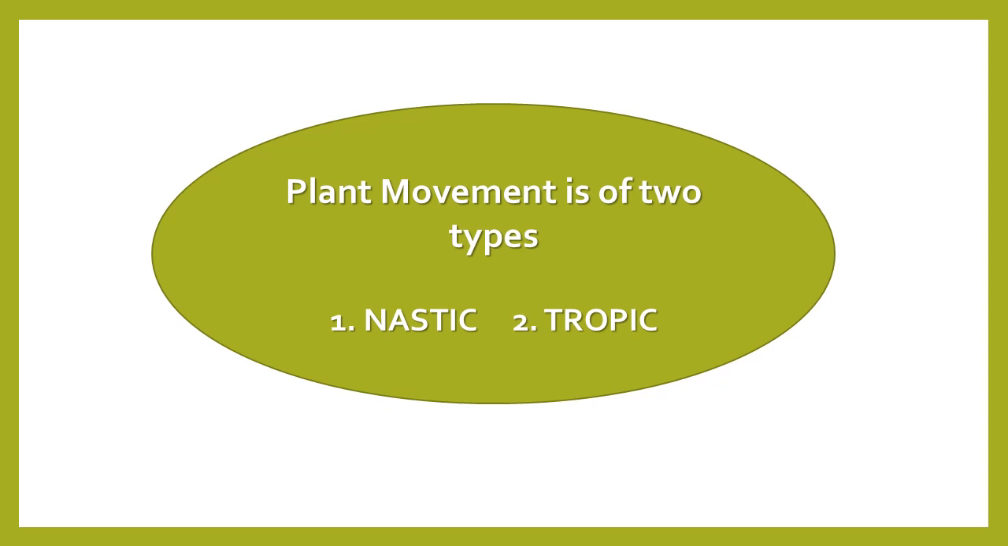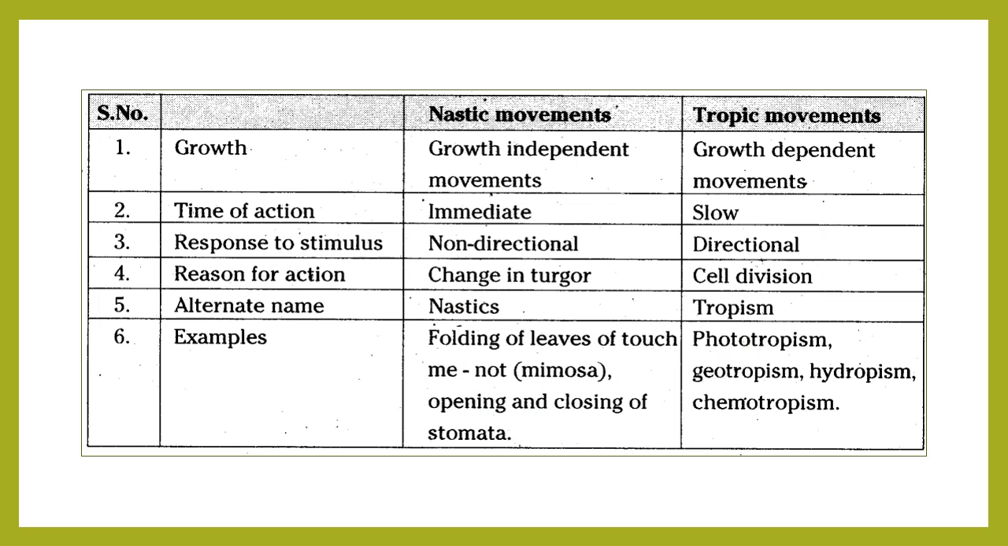So what is nastic? Nastic means the movement is not dependent on the direction of the stimuli. Where the stimulus is coming from, it's not in that directional way. But tropic movement is directional. It is either toward or away from that particular stimulus. So let's differentiate. Nastic movement is growth independent movement. Tropic movement is growth dependent movement.